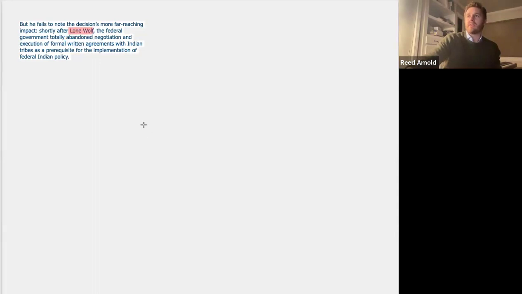So we have here an event. Here's what I noticed. We have an event, Lone Wolf. I noticed this first word, but. Someone fails to note the far-reaching impact. So first off, there's an event, and someone ignored the far-reaching impact. I know that this is not the beginning of the passage because of this word but. That implies that something came before.